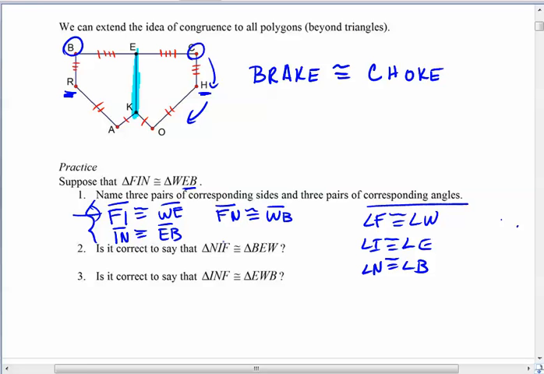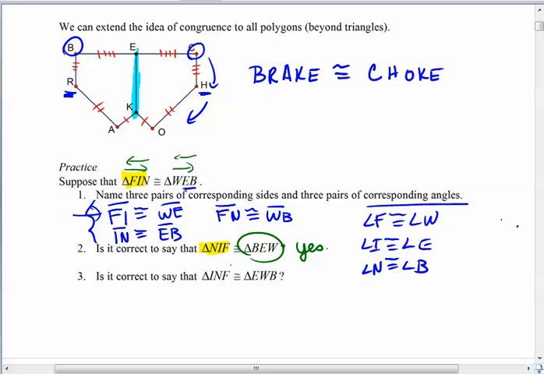Is it correct to say that triangle NIF is congruent to triangle BEW? Well, let's see. Let's compare NIF to FIN. It looks like we just went backwards. Instead of FIN, we went in the opposite direction, NIF. If that's true about the second triangle, then we can say that the congruent statement is true. So WEB, if you go backwards, would be BEW. And that's exactly what this says, BEW. So we can say yes, it is correct that triangle NIF is congruent to triangle BEW.